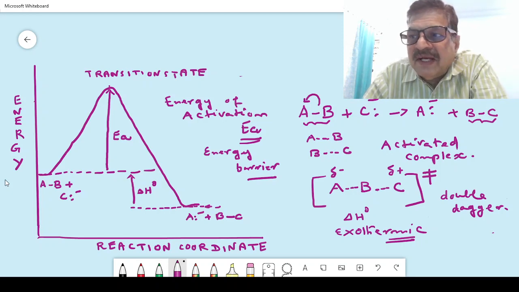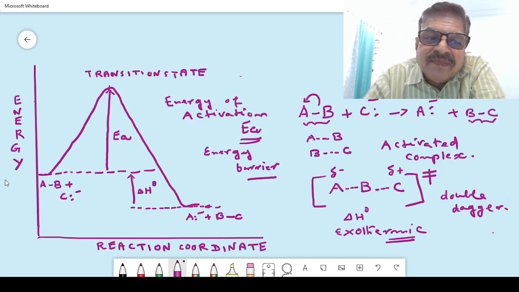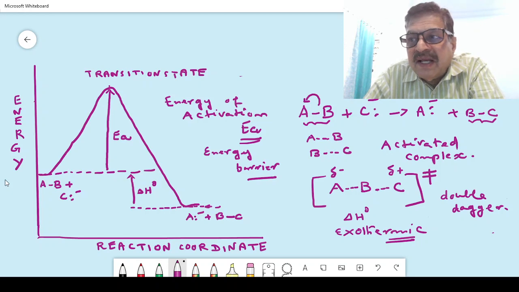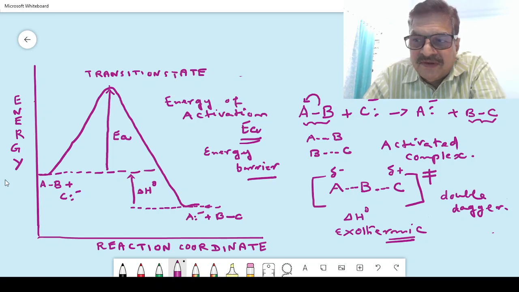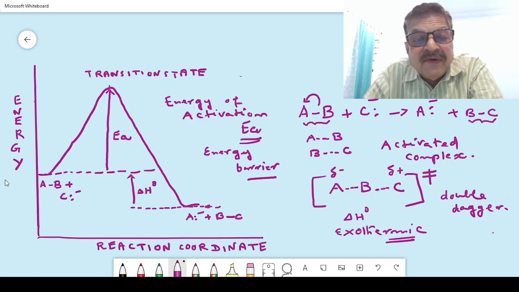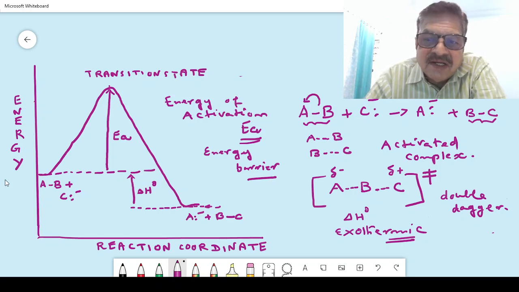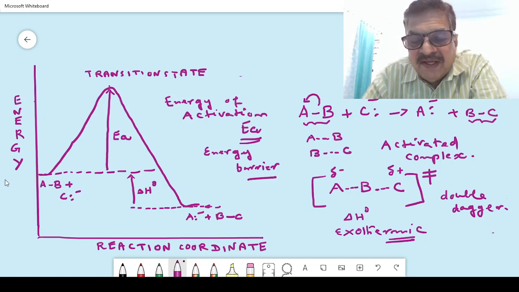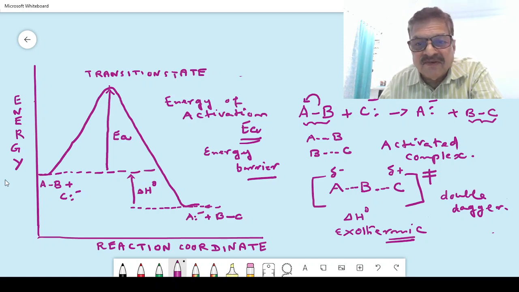The larger the EA, the energy of activation is very high, it means a greater amount of energy is needed for breaking the bonds here. Then only the reaction will proceed. Therefore, it will be a slow reaction. A slow reaction will have a large value of EA. A fast reaction will have a low value of EA.